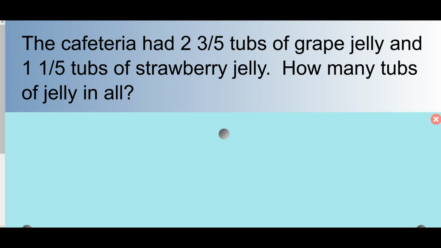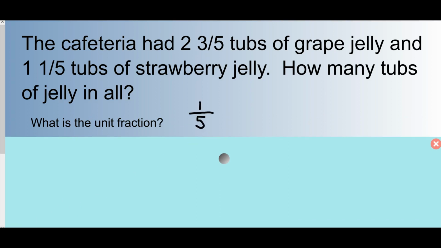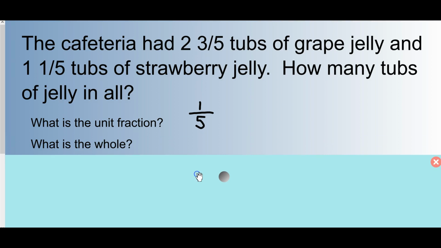Let's solve a story. The cafeteria had 2 3/5 tubs of grape jelly and 1 1/5 tubs of strawberry jelly. How many tubs of jelly in all? First thing I'm going to think about is what is the unit fraction? My unit fraction would be 1/5. What's the whole? My whole are tubs of jelly. One tub of jelly is my whole.